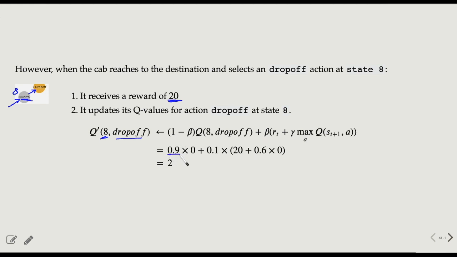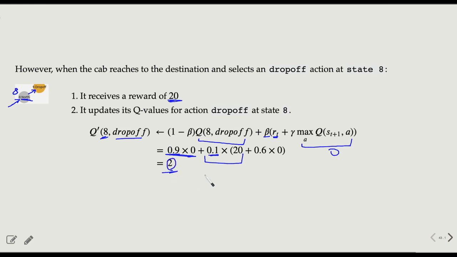Okay, again, 1 minus beta, 0.9. And beta is 0.1 for the learning rate. And of course, initially, all values are 0, so this part will still be 0. But then we have the R_t equal to 20. We have received 20 points for the drop-off. And for the future, again, it's going to be 0. So what we get here is 0.1 times 20, which is 2. So the Q value for state 8 and action drop-off will become 2.